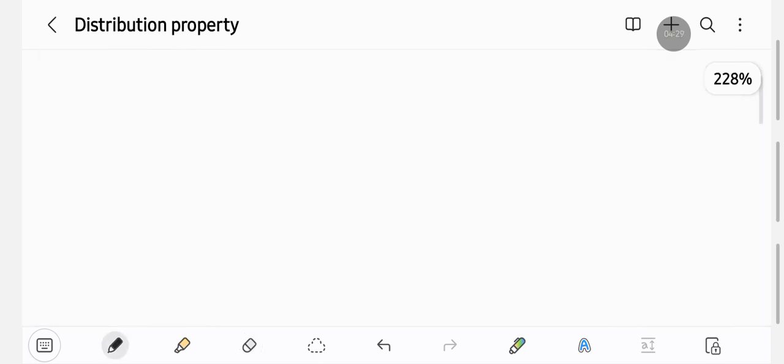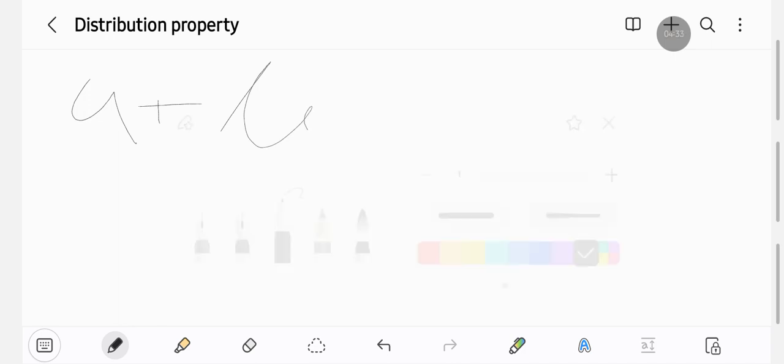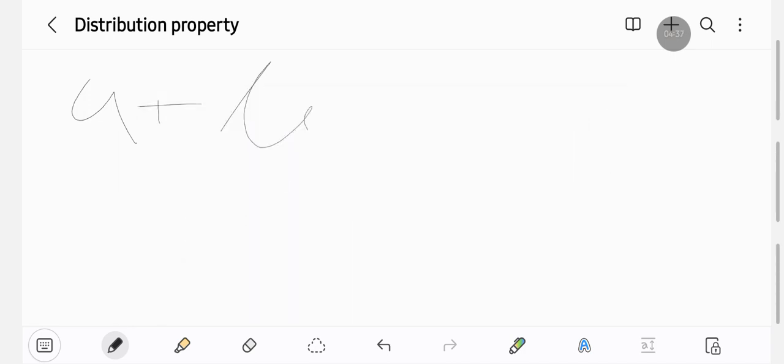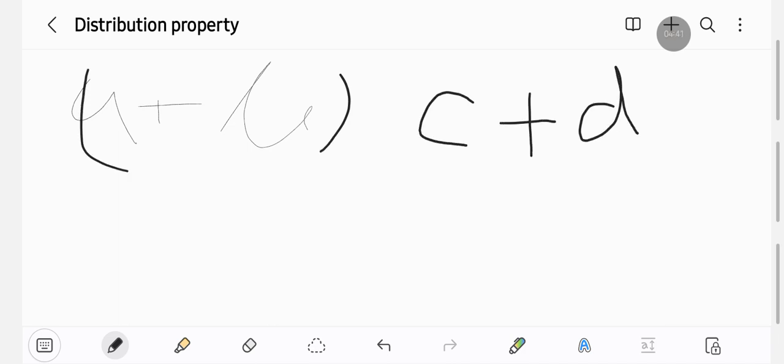Now if you have a plus b, wait, let me thicken it up. Okay, now if I have (a plus b) times (c plus d), and I hate this form, c plus d.